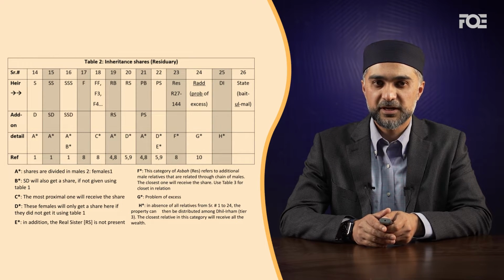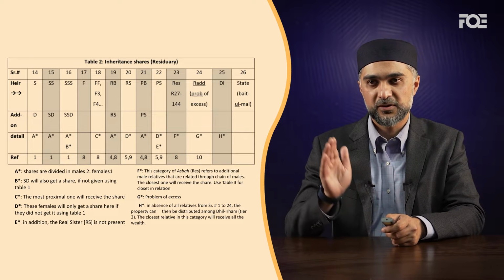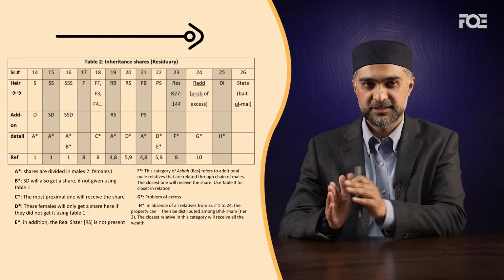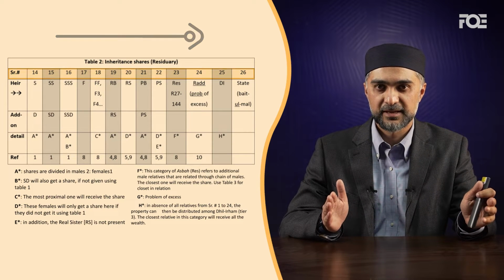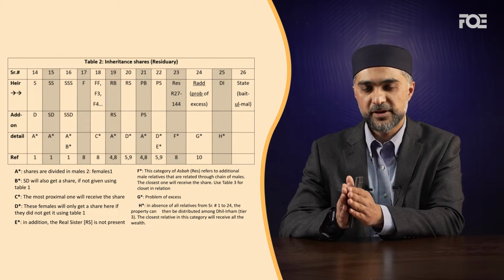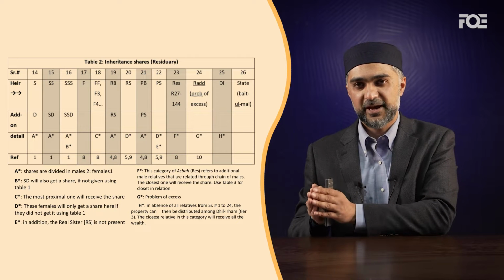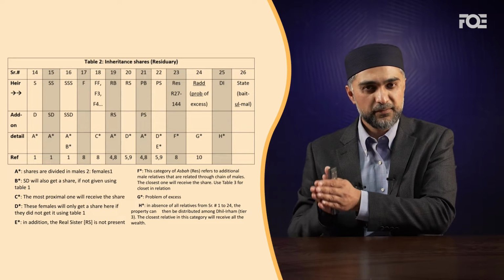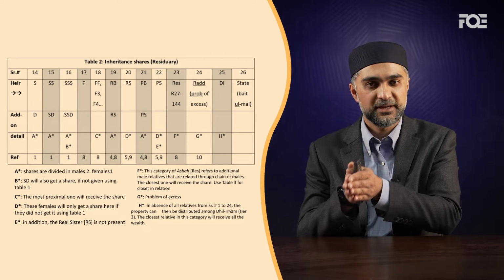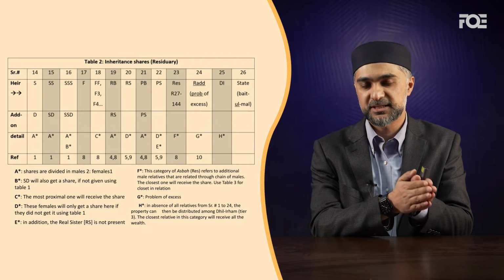Table number 2 is organized in a way that you will move from your left to the right, like the serial number on top, you can see from 14 all the way to 26. When we are going through this, whatever is left behind after we have figured out the Zivil Furuz, the first table, is going to fall into the lap of the one who comes first in this table.